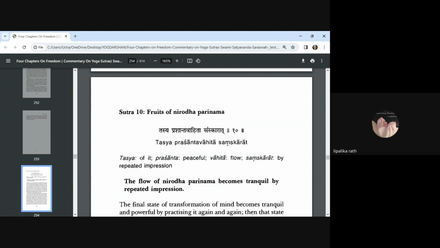Vyutthana Nirodha Samskara, this 9th sutra is saying that when a person has mastery over the samyama, then he is able to attain that Nirodha Samskara, which means Vyutthana Samskara has declined and Nirodha Samskara has increased. Vyutthana Samskara means bad Samskara. It does not lead to the Samadhi and it makes the person pull down from the Samadhi. So Nirodha Samskara is the good Samskara and it leads to the Samadhi. And Nirodha Samskara is very conducive for the Samadhi.